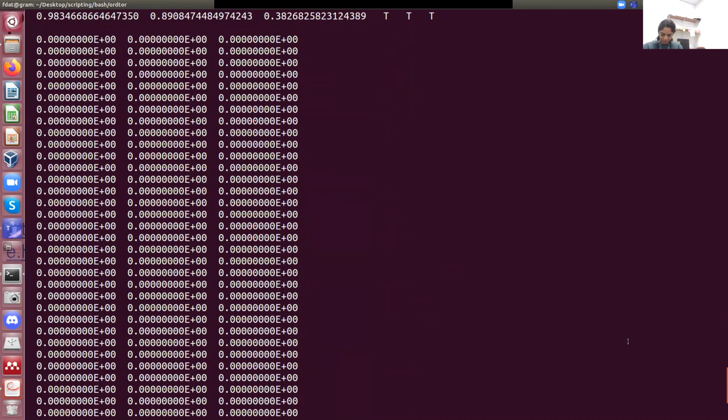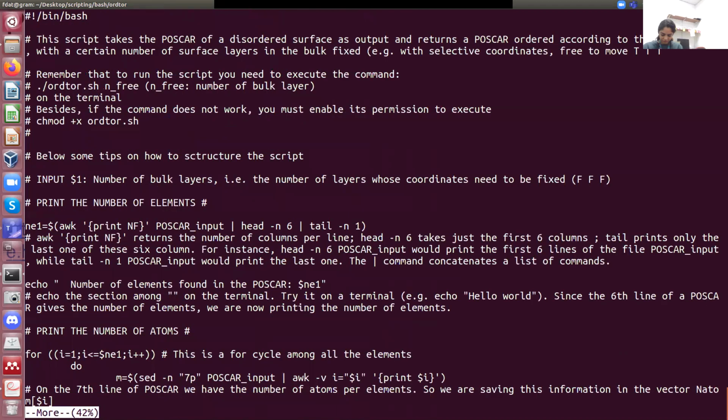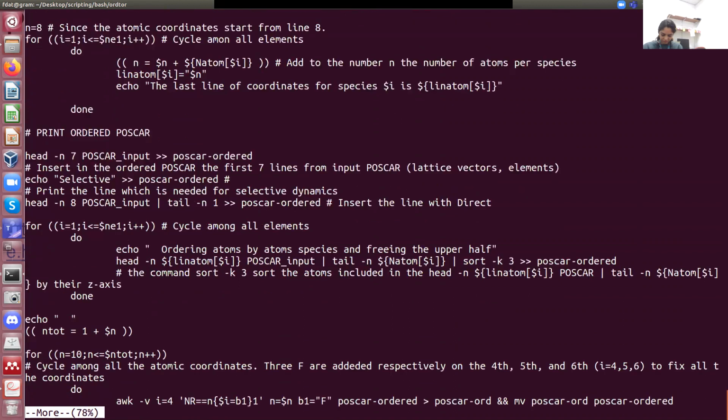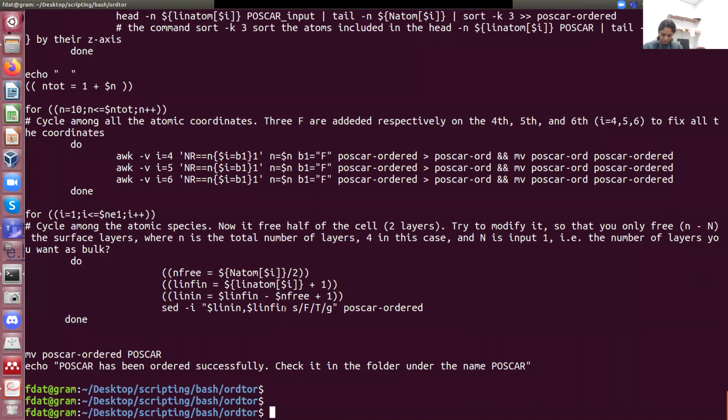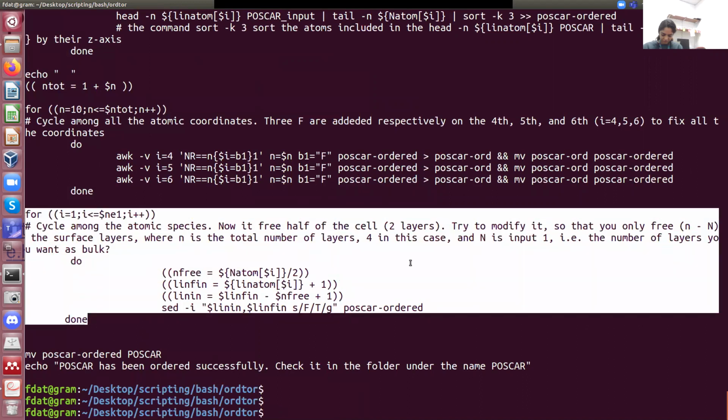In this case, you don't need to worry much because the script is basically done. It's very complex. I have commented a lot of things, so whenever you see these hashtags, those are comments, okay? The only problem is what is happening here: the ordering part is perfect, but this last part just fixes half of the cell, okay?